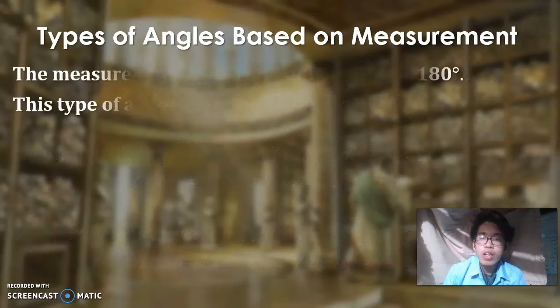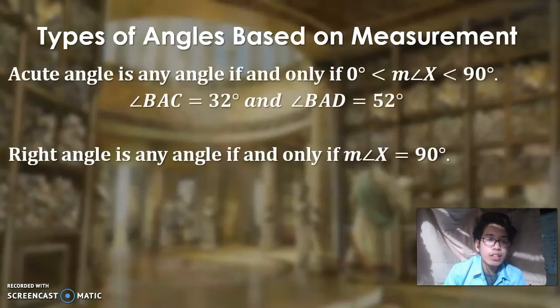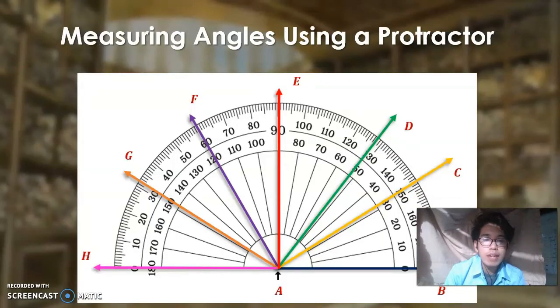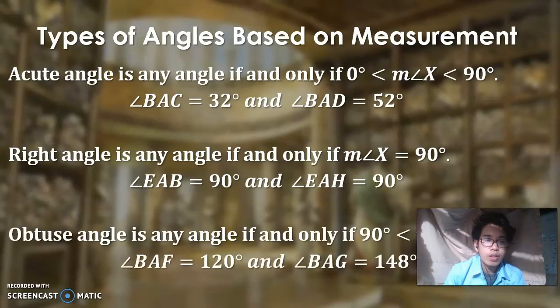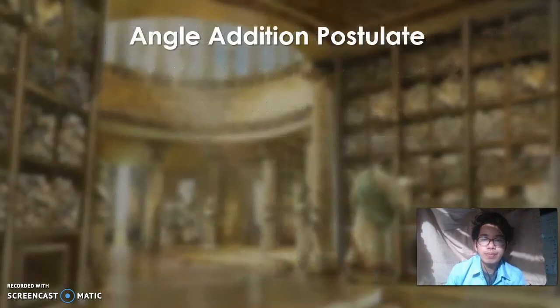Okay, so those are the 3 major types of angle, and we also have a special angle. This special angle is called a straight angle. A straight angle measures 180 degrees, and there's only one angle that measures 180 degrees on the figure. It's angle BAH or angle HAB. So those are 3 types, and we have 1 special type of angle. Angle BAH or angle HAB measures 180 degrees.